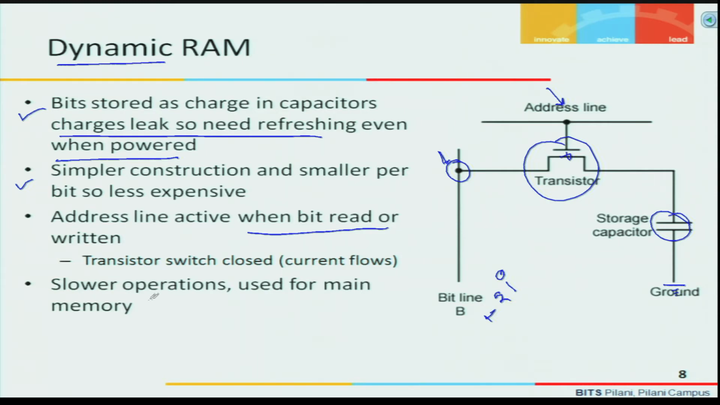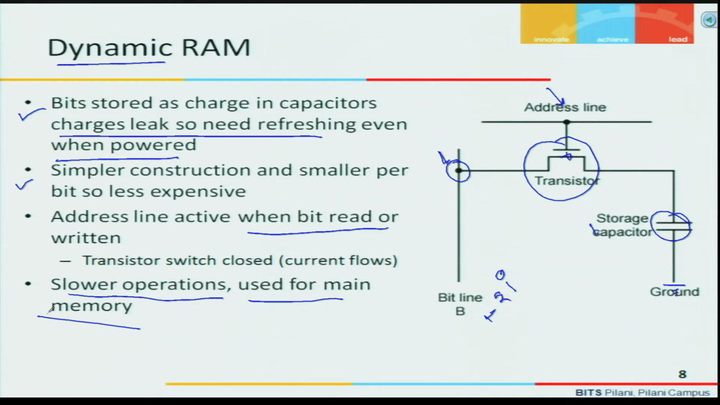So, it is a slower operation. Why slower? Due to this capacitor. So, that is why it is good for main memory, but we cannot use it as cache memory because it is slow. For cache memory we want less access time, because the cache memory is something the processor accesses directly, and the most frequently used data we keep in the cache memory. We cannot compromise on this.